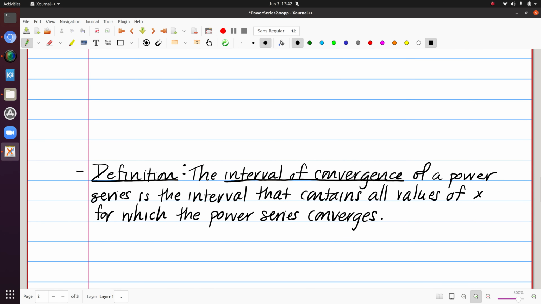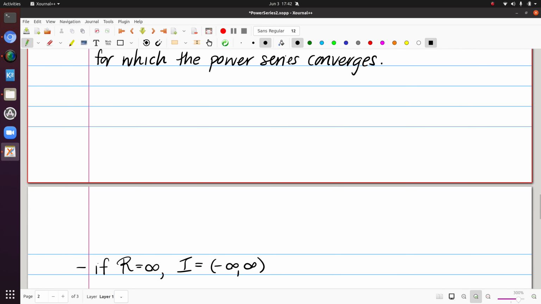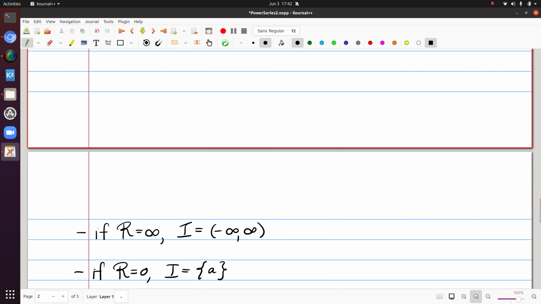So again, the interval of convergence for a power series is simply the interval that contains all values of x for which the power series converges. If we consider the possibilities, again, at one extreme, if the radius is infinity, this implies that the interval is from minus infinity to infinity, the whole real line. At another extreme, if r, the radius, is 0, then the interval contains a single point, and so we can use these curly brackets to express that the only point in the interval is a. I'll point out that if it feels more comfortable, you could likewise say the interval is x equals a. Just as up here, we could say that this is the interval. So there's just different ways of using that notation.